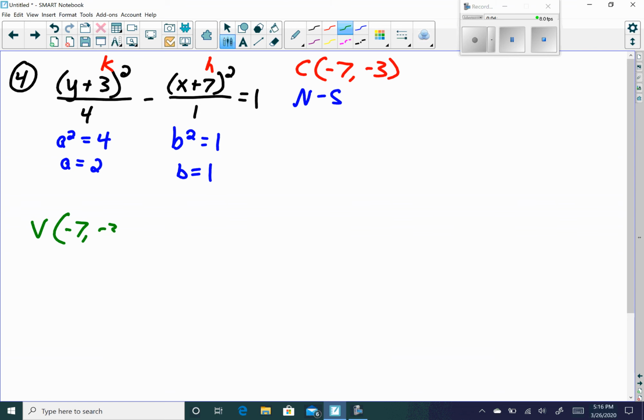So we'll have -3 plus 2. So this will give us -7, -1, and then the other vertex will be -7, and then -3 minus 2. So we're getting -7, -5 for the vertex.